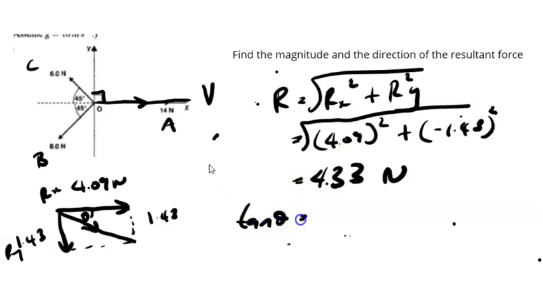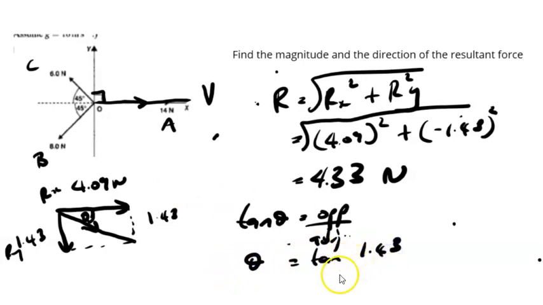Our direction is going to be our opposite over our adjacent. My angle being here, my opposite side is going to be that. So it's going to be tan inverse of 1.43 over 4.09, and let's get our angle. We'll use our calculator, and we end up with 19.27 degrees, and that would have answered our question on the magnitude and our direction.